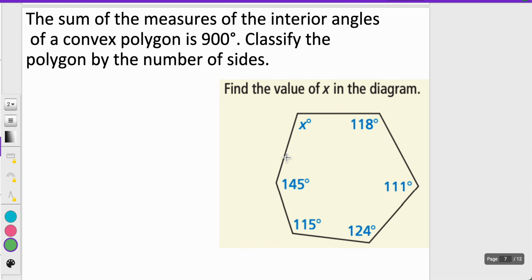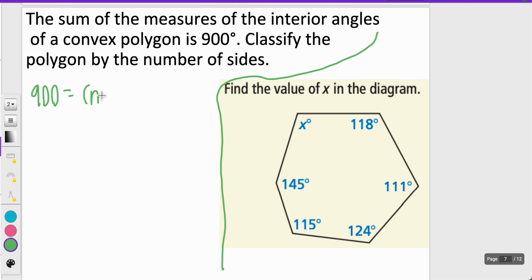This one says the sum of the measures of the interior angles of a convex polygon is 180. Classify the polygon by the number of sides. I kind of did two examples in one here, so we're going to talk about this side first. If you know the interior angles equal 900, then we can set our equation up and say 900 is equal to n minus 2 times 180.